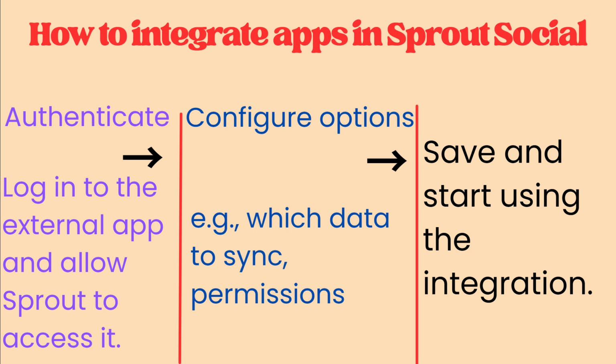Finally, save your settings and start using the integration. Look for confirmation in the Integrations page and then watch for new data or actions to appear in Sprout, such as synced metrics in reports or added functionality in the Smart Inbox or Publishing. If something doesn't look right, return to the configuration and adjust your selections. That's it. You've successfully integrated your app with Sprout Social.